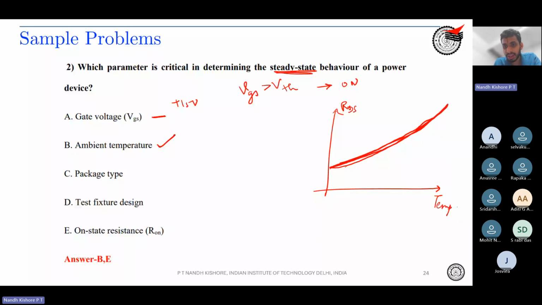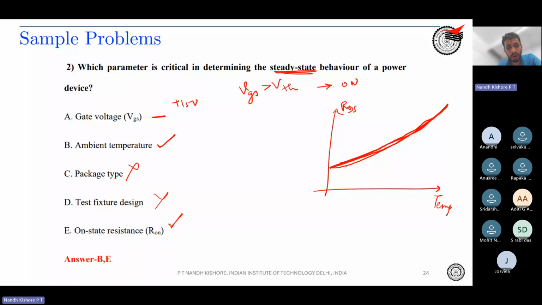So as your temperature increases, your drain source resistance increases, right? So this is a parameter. Packaging type doesn't matter, right? Test fixture design again doesn't matter, and of course RDS on, right? So both of these are kind of interrelated, and of course they impact the steady state behavior.